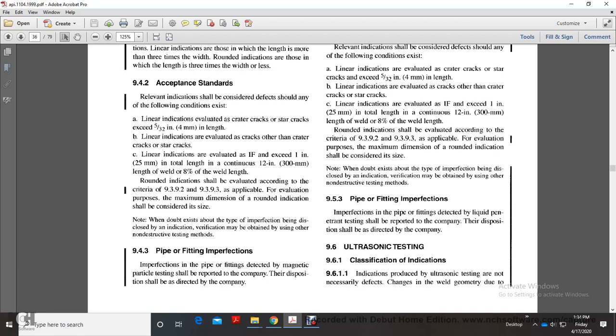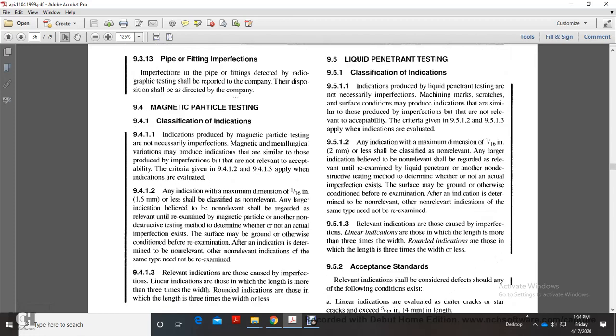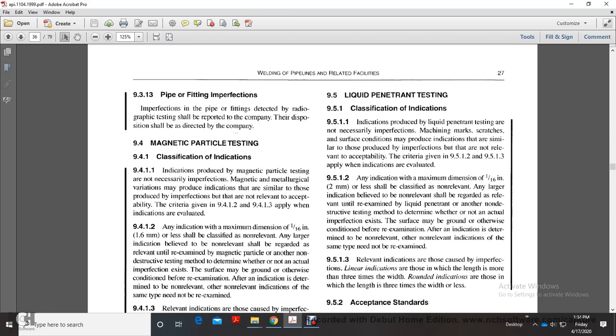9.4.3, pipe and fitting imperfections. Imperfections in pipe fittings detected with magnetic particle testing shall be reported to the company, with the disposition directed by the company. 9.5, liquid penetrant classification of indications.